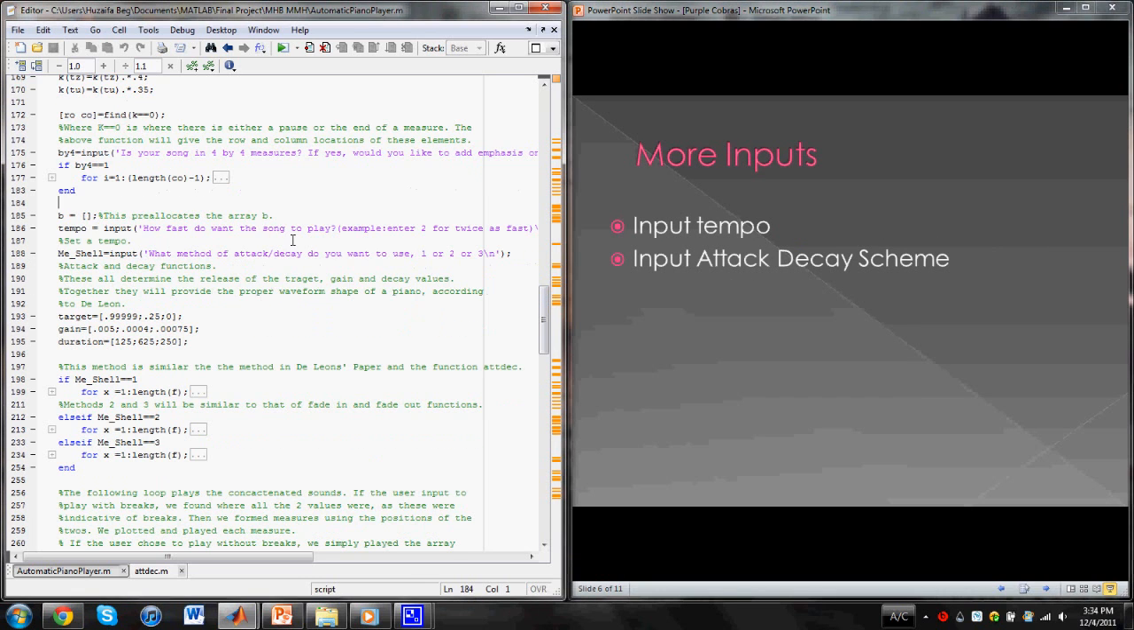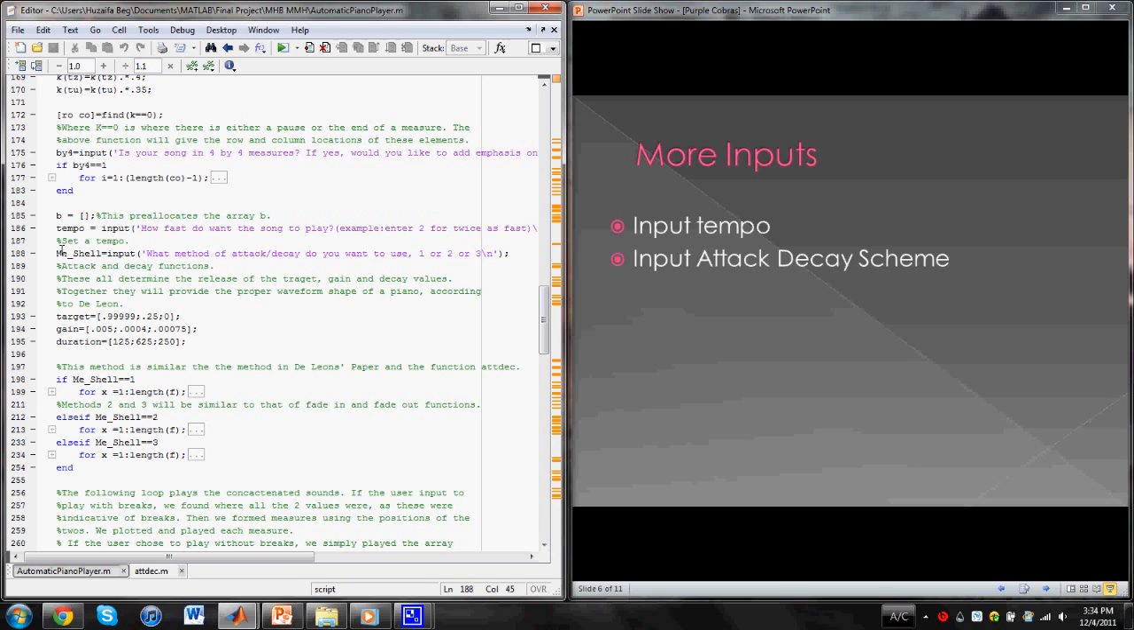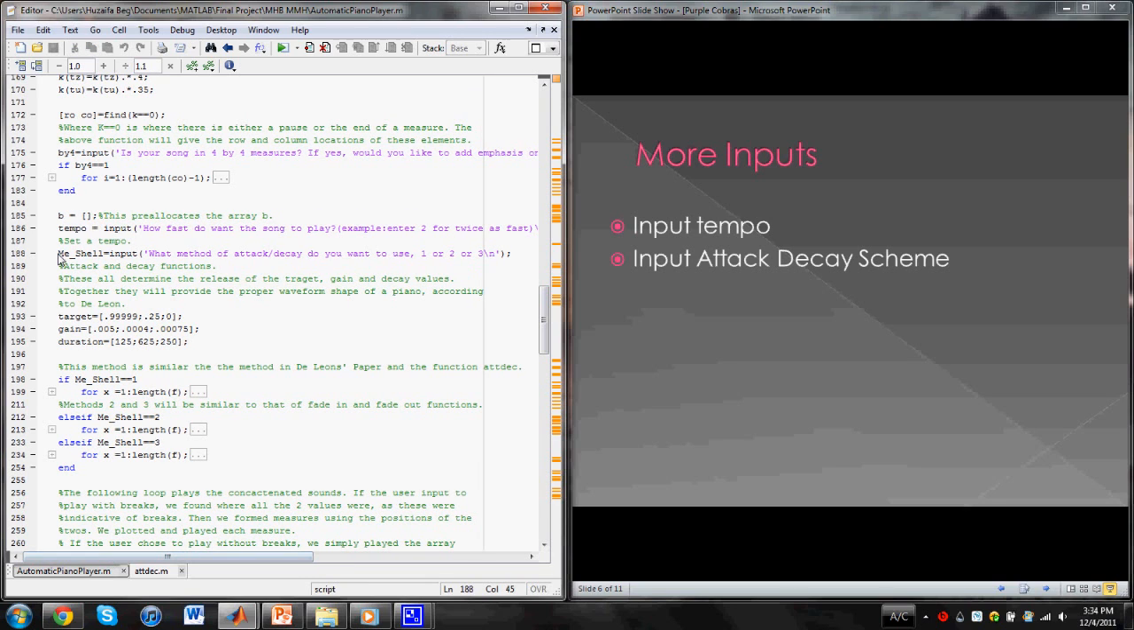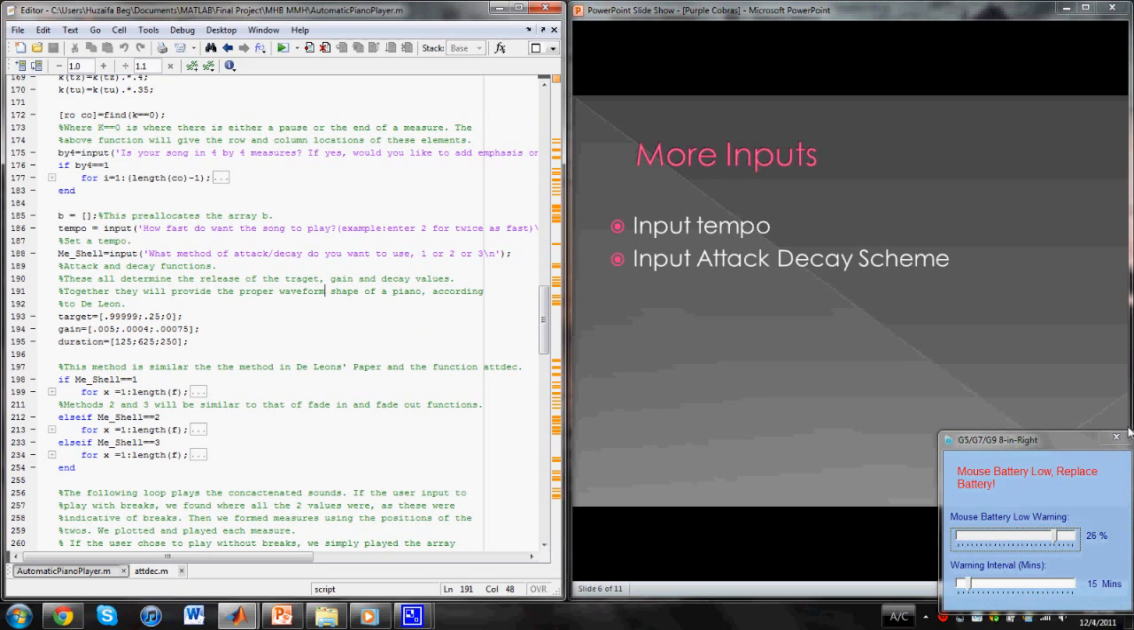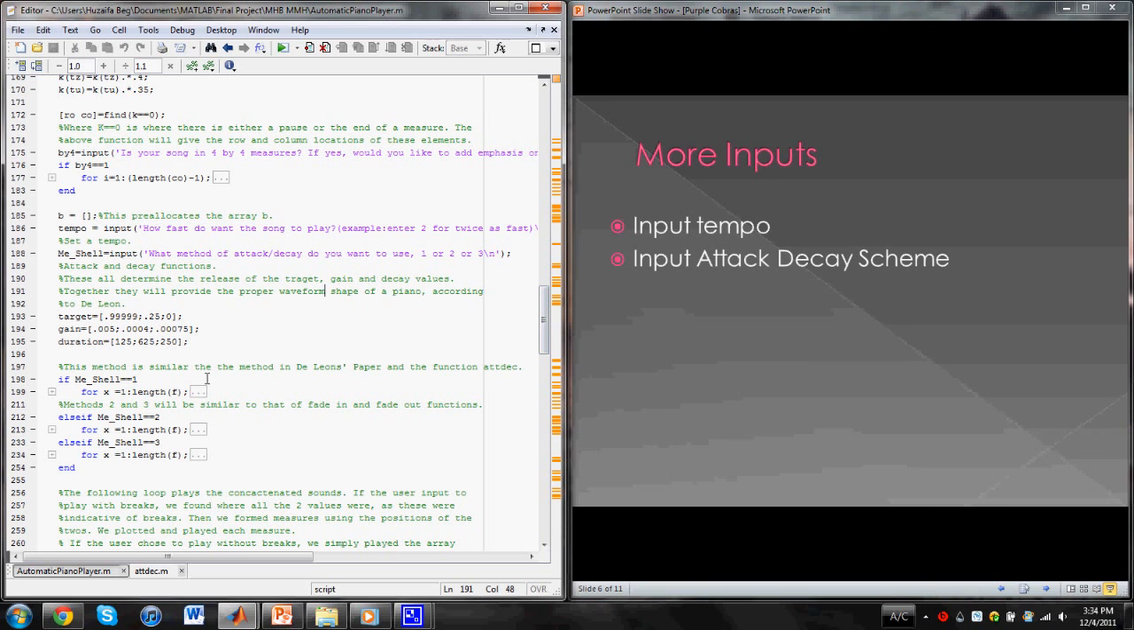We got more inputs such as tempo. Tempo is going to be input as in how fast you want to play. If you want to play twice as fast, you say 2. And if you want to play half as fast, you say 0.5. Now we have method, which is our input for one of our attack and decay inputs. And that will determine which decay to use, by saying 1, 2, or 3, which will be explained later.